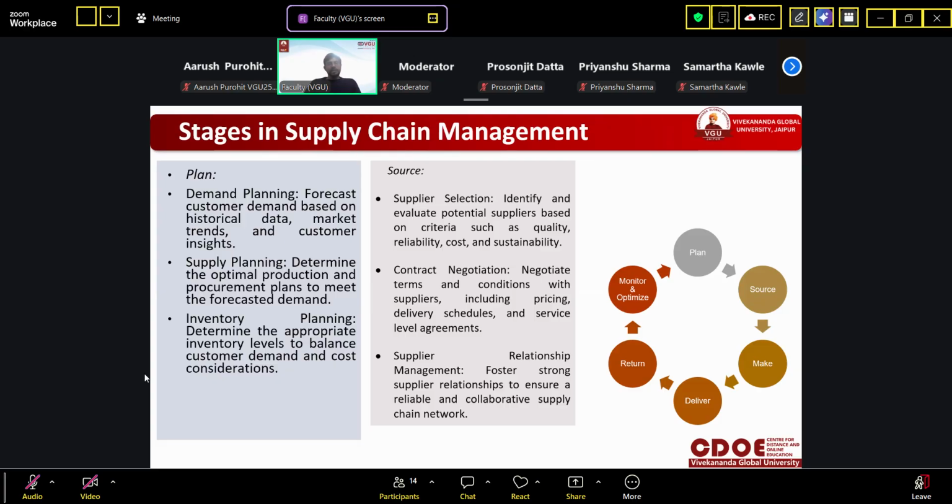Then supply planning. We go with which products we are going to store, and what kind of materials are required. This determines the optimal production and procurement plan to meet the forecast demand. In inventory planning, we determine the cost, how we are going to meet demand, and the actual cost when we finish this product. All these considerations are part of your plan.